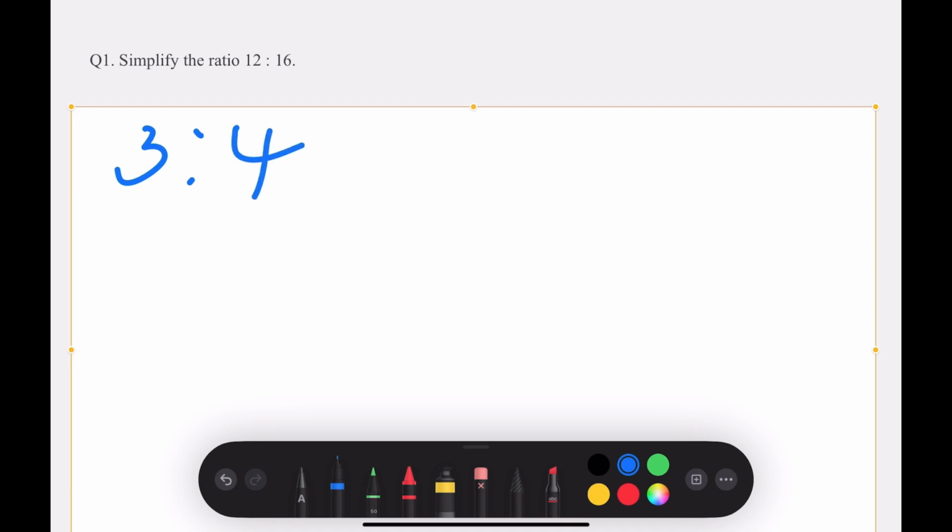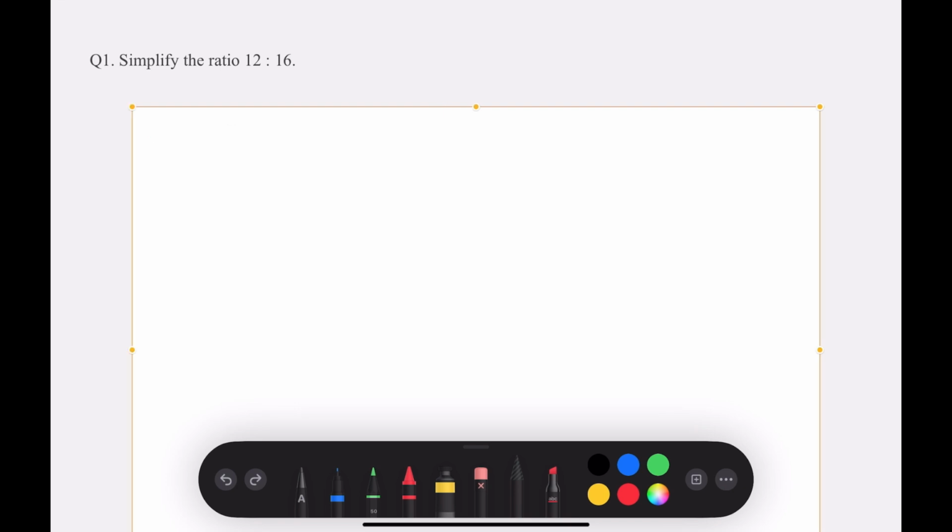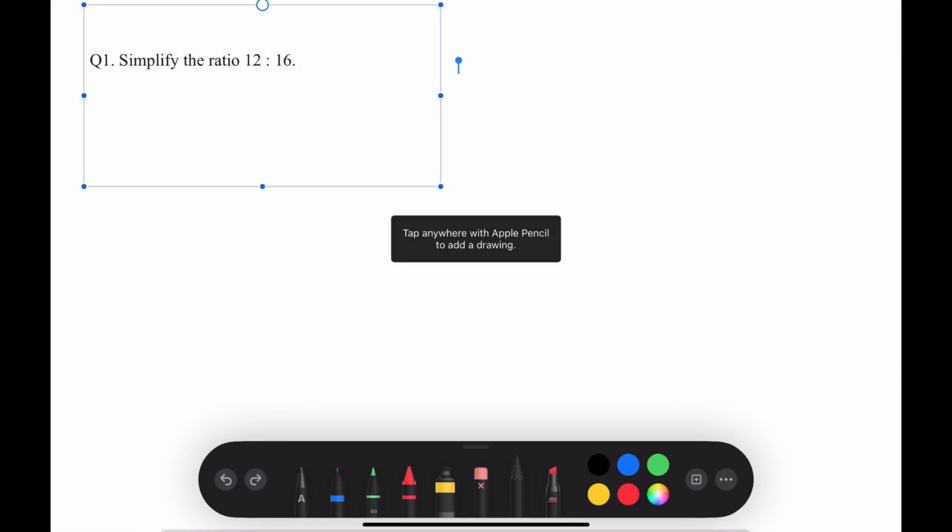And looking at that, I know there are no more factors that go into 3 and 4. So therefore, the final answer is 3 to 4. Or another way to have done that question would be to keep dividing by 2 until you can no longer divide by 2. But say you have a much bigger number, that is going to take you a very long time to do that. So it is best to find the highest common factor as soon as possible.